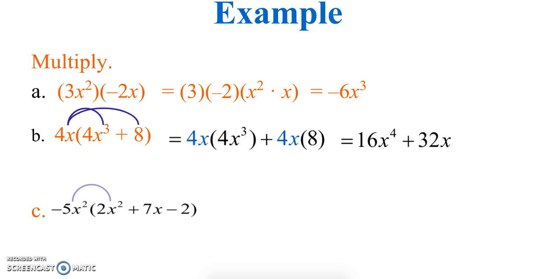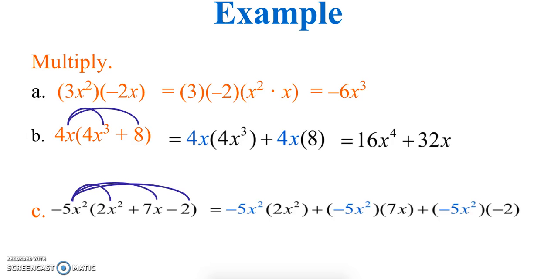You distribute, which we are used to. You take the negative 5x squared and you distribute to the first, the second, and the third. So in the trinomial, you do your math. Okay, so you multiply negative 5x squared by each term, and your final answer will be whatever the math becomes plus the exponents.